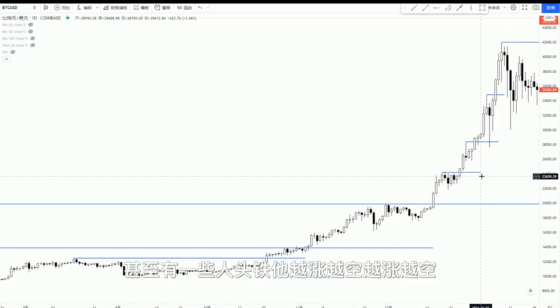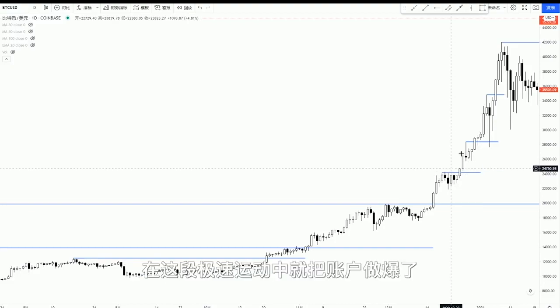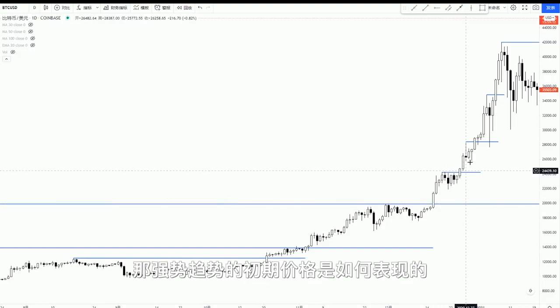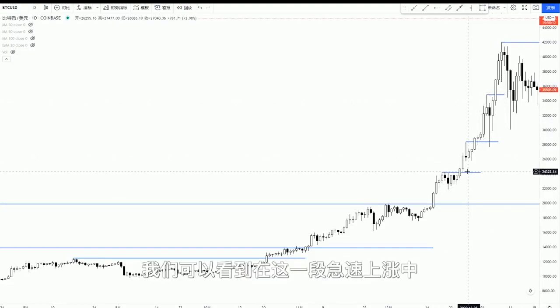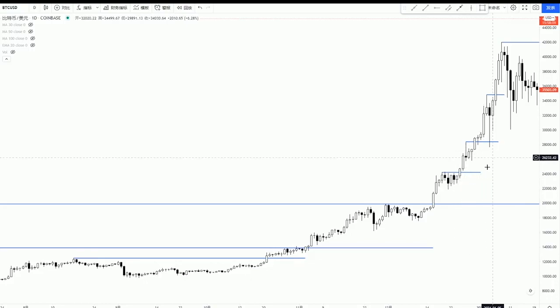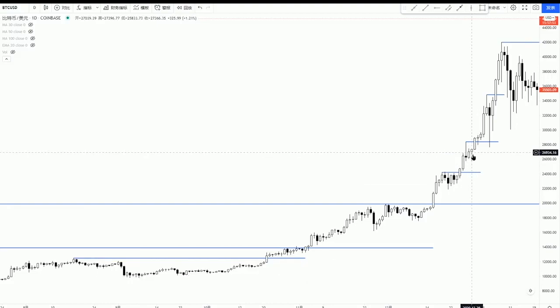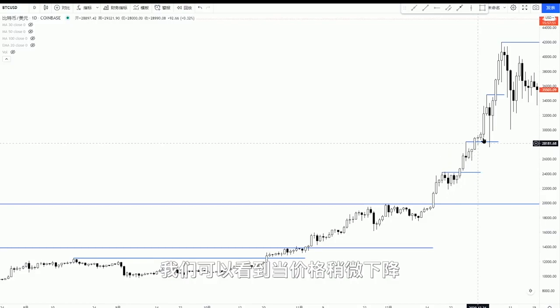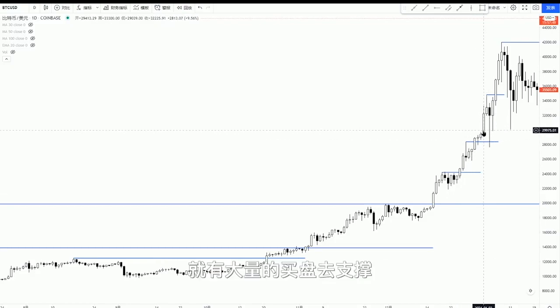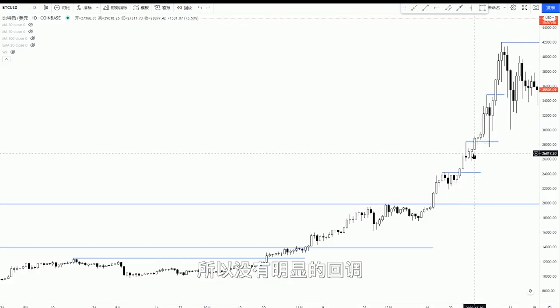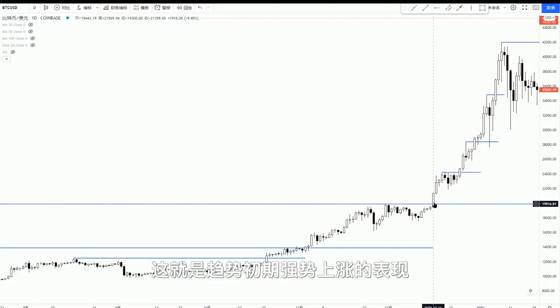How is the early price performance of a strong trend? We can see that in this period of rapid rise there are a lot of bullish trend K-lines, and no or very few contrarian K-lines. When the price falls slightly, there is a lot of buying support, so there's no significant pullback. That's what you see in the early days of the trend where you have strong gains and only the major players are buying consistently. Ordinary weak traders haven't stepped in yet because they don't understand what's going on in the market.